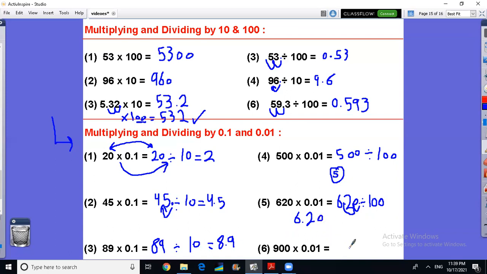The last question, 900 times 100th. It is going to be 900 divided by 100th, which is going to be just divided by 100. Equals just 9.